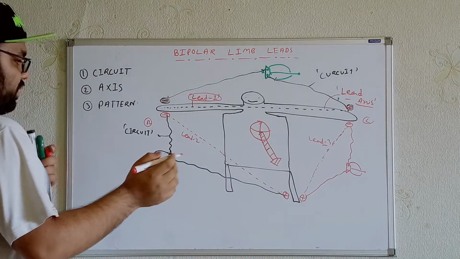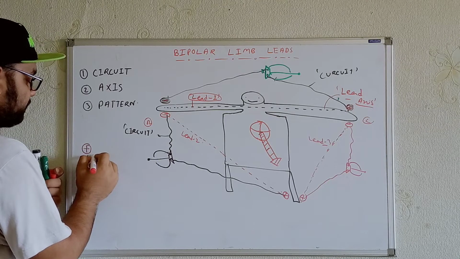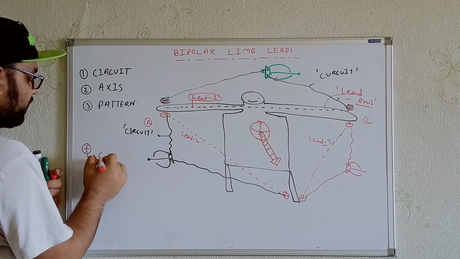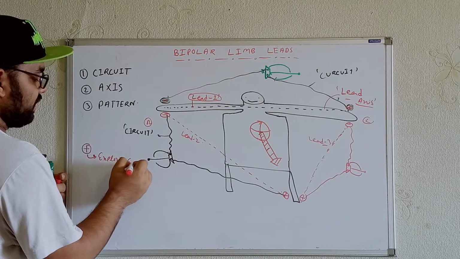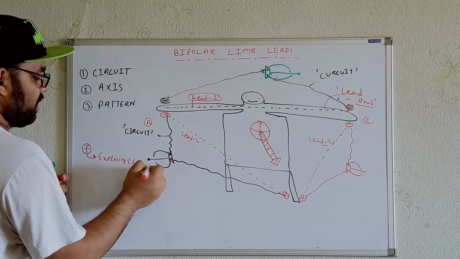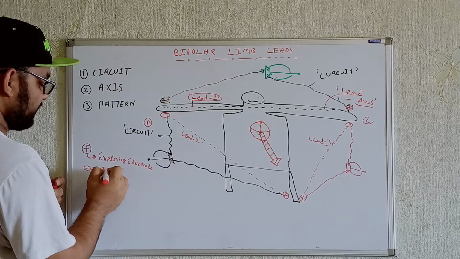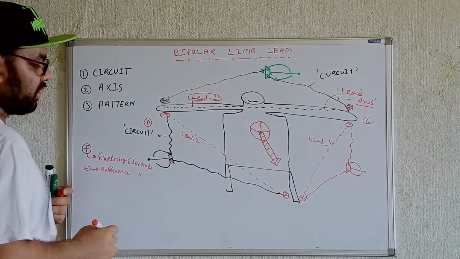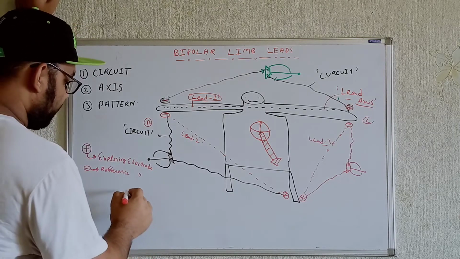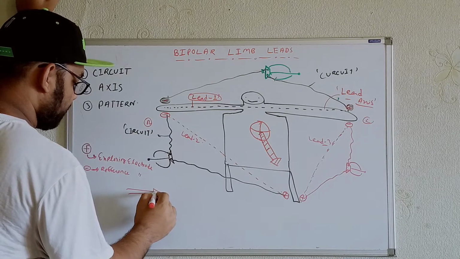Now we have to know some names. The positive electrode is also known as the exploring electrode. And the negative electrode is known as the reference electrode. Now see, for example, this is the vector, the electrical vector.